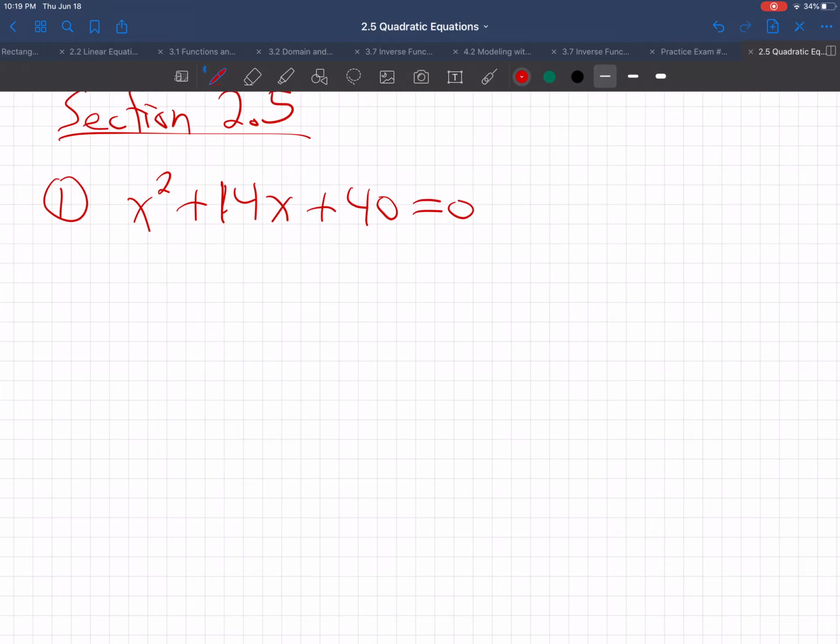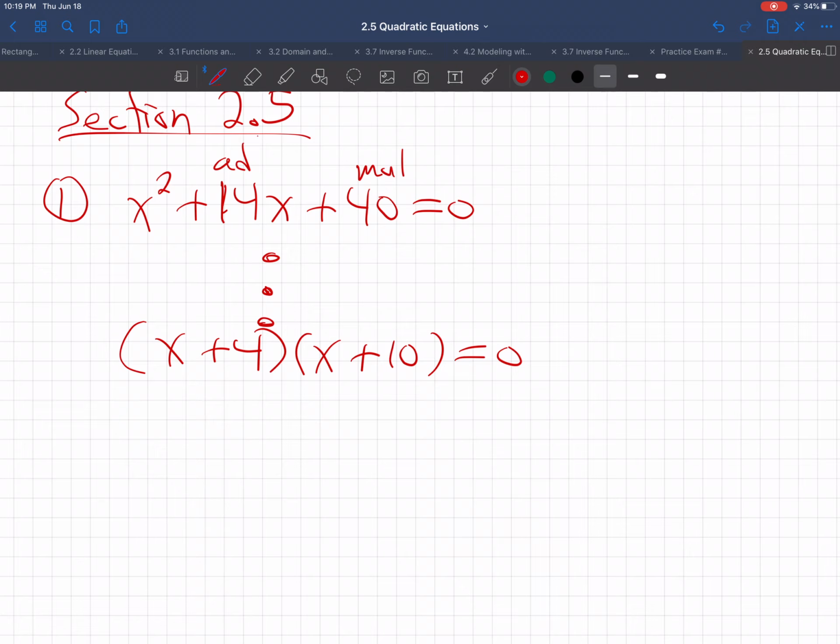Anyway, let's say you solve. I'm not even going to solve. Do your work. Well, maybe I will. I can't resist solving this little math problem. I know that probably sounds weird. Anyway, 4 and 10, because they multiply to be 40 and they add to be 14, and then you set each one equal to 0 separately.